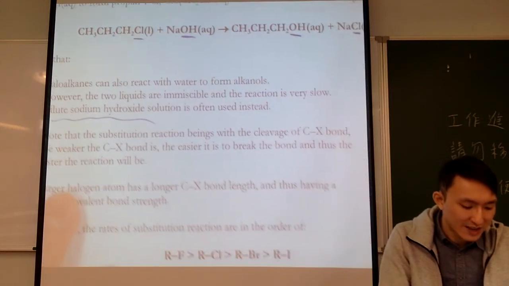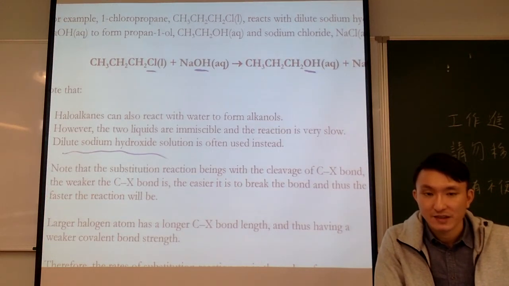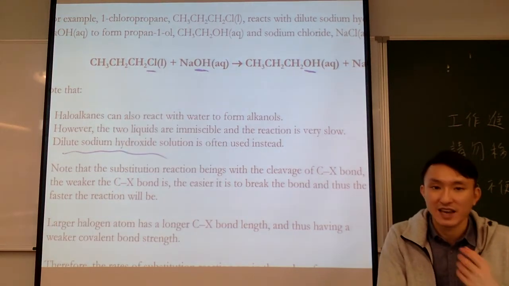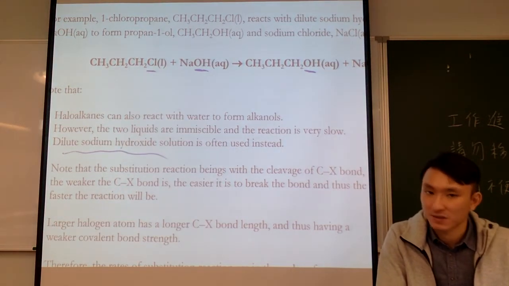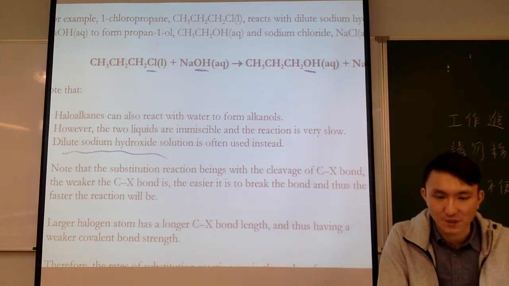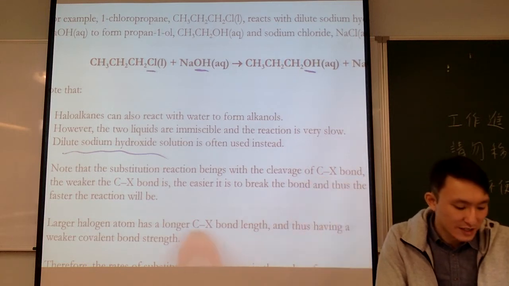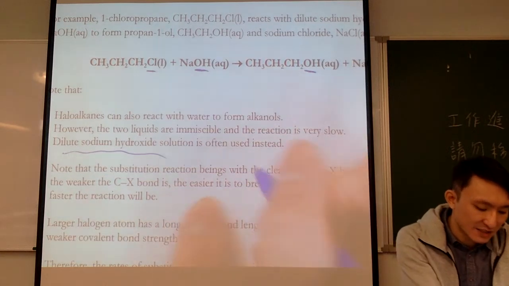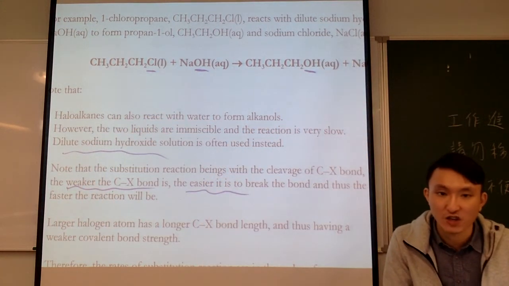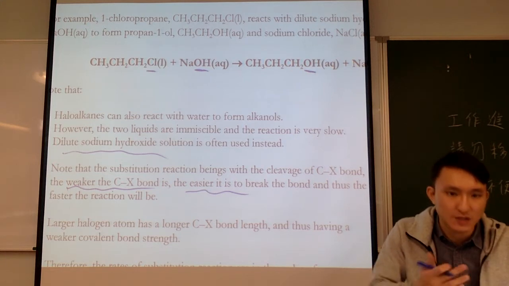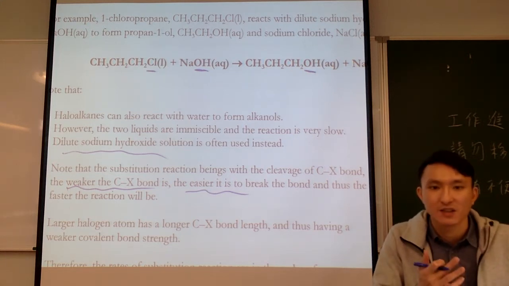Now, the second thing is that for this substitution reaction to take place, you must cut the C-Cl bond, or the C-X bond, before you can do the substitution or the replacement. Therefore, whether the reaction is fast or slow pretty much depends on how easy or difficult it is to cut the C-X bond. If the C-X bond is weaker, then it will be easier to break, so the reaction could be faster. So the question is, which C-X bond? Is it C-F, C-Cl, C-Br, or C-I? Which bond is the weakest?